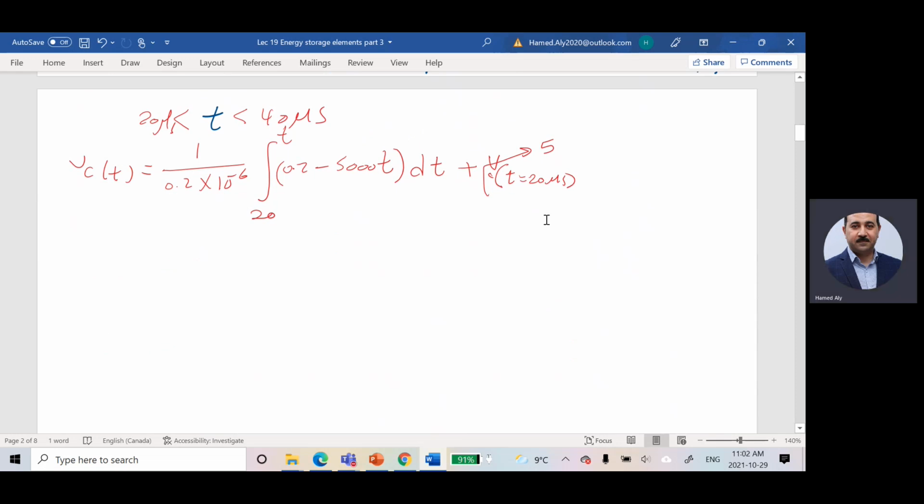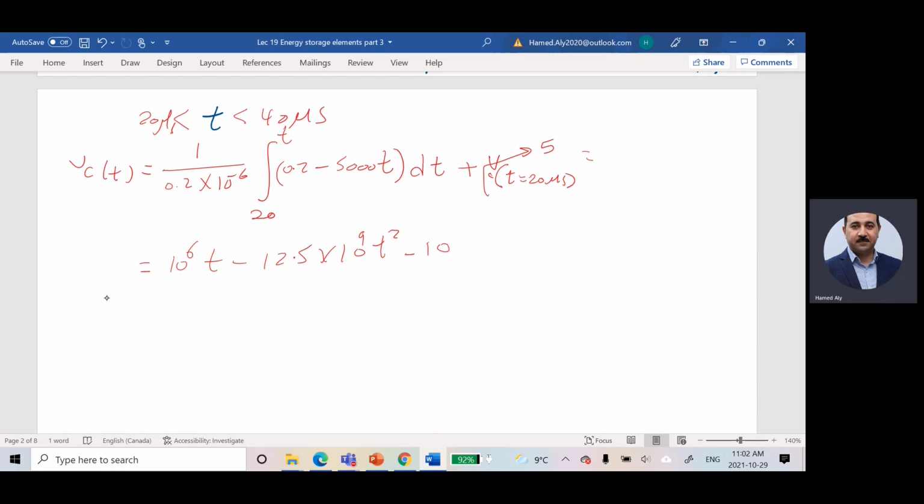Then you will try to calculate this guy. The integral of 0.2 will be 0.2 t. The integral of negative 5,000 t will be negative 5,000 t squared divided by 2, right? So multiplied by this number, at the end, you will get 10 to the power 6 multiplied by t, minus 12.5 times 10 to the power 9 t squared. And here in the notes, I found negative 10.